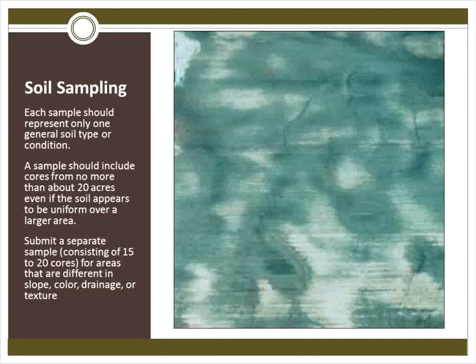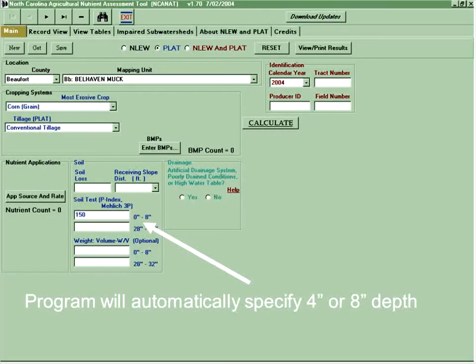You need to sample 15 to 20 cores for the area that you're sampling, and if you have textural changes like you see down here, you may want to sample that differently. But again, this is your judgment call. Not only are you soil sampling for PLAT, but you're also sampling as part of your nutrient management plan.